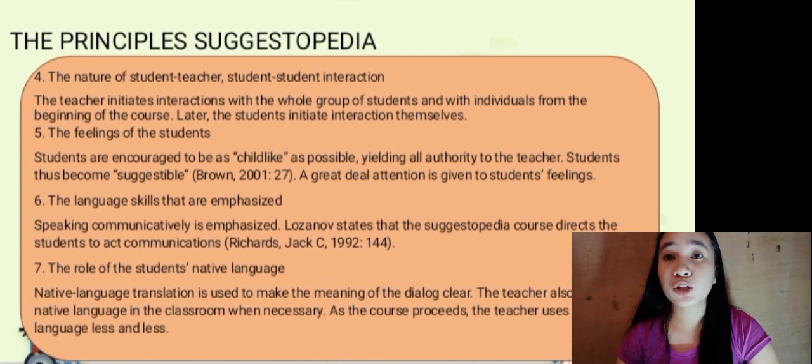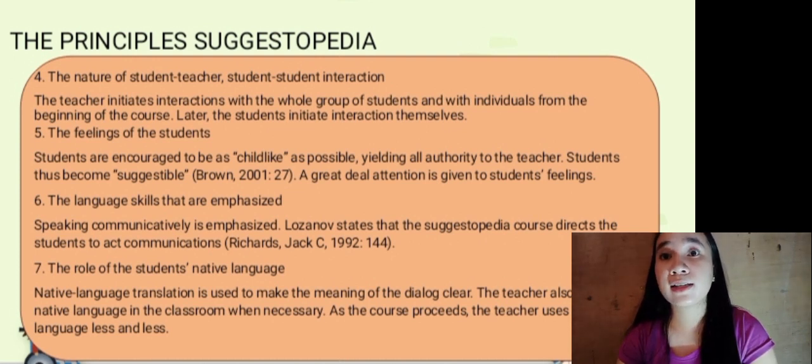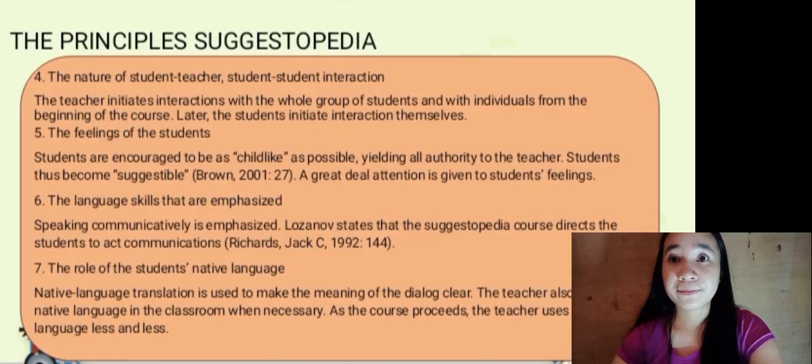Next is the nature of student-teacher and student-student interaction. Of course, the teacher initiates the interaction with the whole group. Usually it happens when the class starts. Later, the students initiate interaction among themselves also.